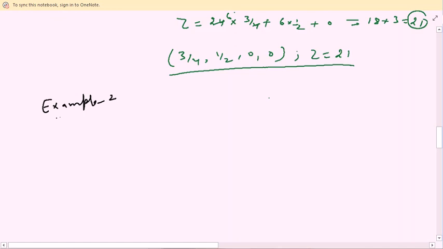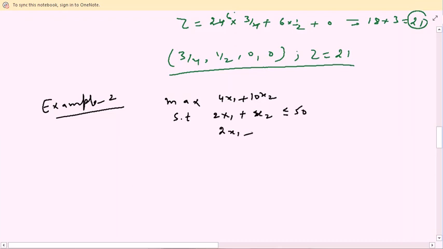Example 2. Consider the following linear programming problem. Maximize 4x1 plus 10x2 subject to the constraints 2x1 plus x2 less than or equal to 50, 2x1 plus 5x2 less than or equal to 100, 2x1 plus 3x2 less than or equal to 90, x1, x2 greater than or equal to 0.